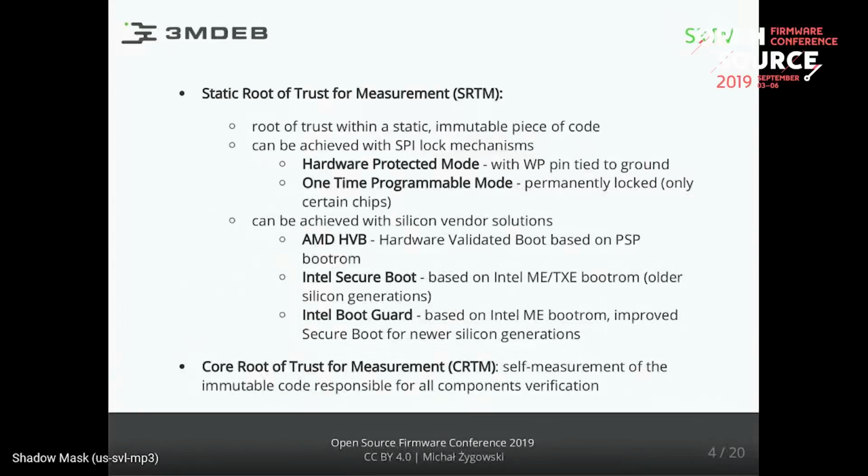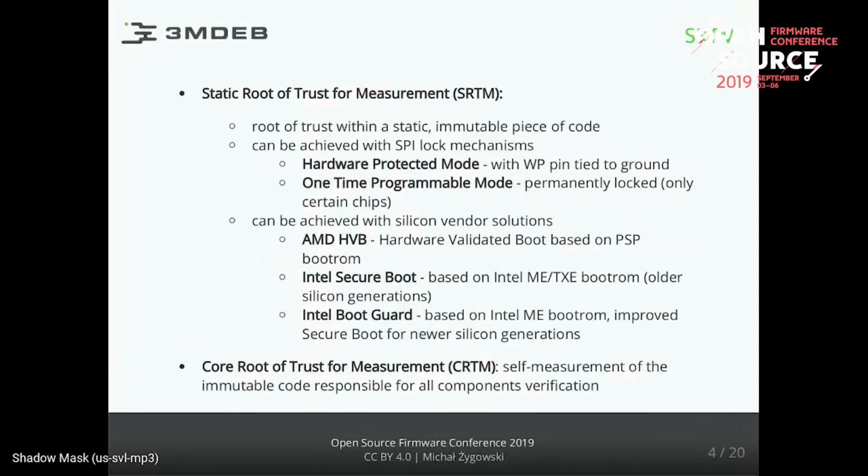This immutable piece of code can be achieved via various mechanisms, which can be based on SPI flash block mechanisms like hardware protected mode, which I think most of you already know about. It is a write-protect pin protect screw, for example, or a jumper. Or there is also a one-time programmable mode available on certain SPI flash chips that allows to permanently flash the status registers on the SPI flash.